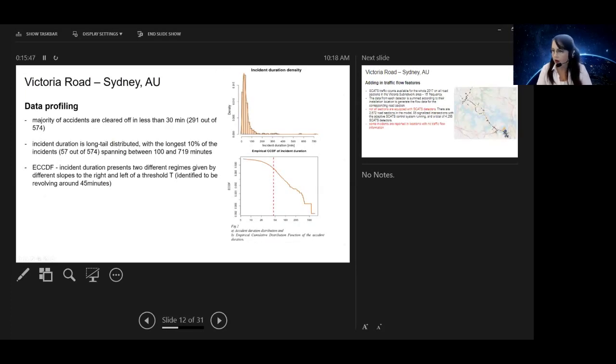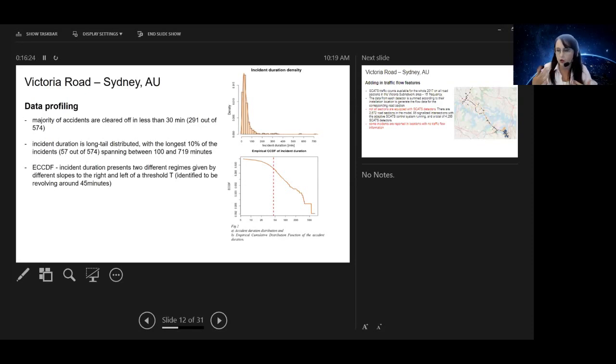When we did the data profiling, the next step, we realized by plotting, as you can see here, the histogram of the incident duration, that the majority of incidents were being cleared off in less than half an hour, which was great. However, this is a long tail distribution. What that means is that at least 10% of the accidents fall into this range. And this means you don't have enough previous historical information, and they are very, very hard to predict.